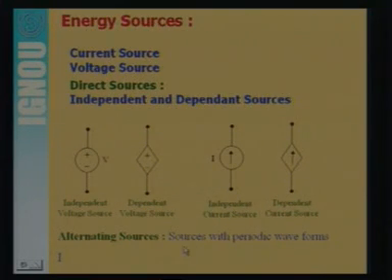Alternating sources are the sources with periodic waveforms. We can use these sources when we solve circuit problems. This is the voltage source, both are current sources. One is independent, one is dependent. Here one is an independent source, one is a dependent source. What are the dependent sources and what are the independent sources?